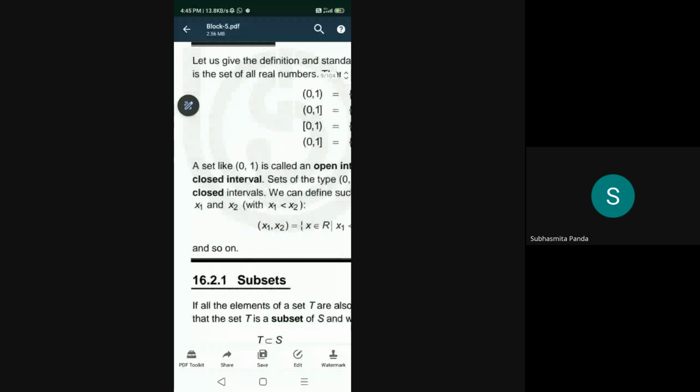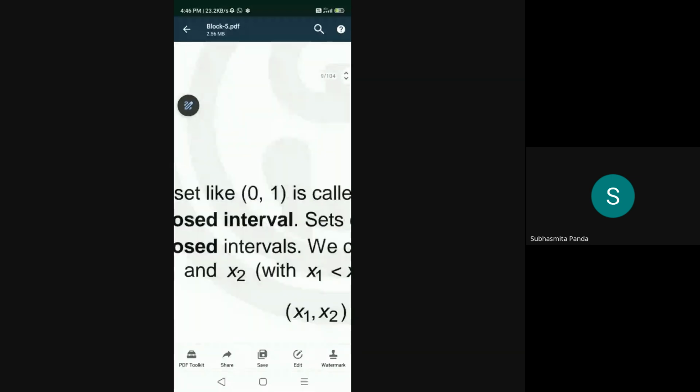So there are open intervals, semi-open or semi-closed intervals, and closed intervals. In an open interval, on both sides you have round brackets, like this: (0, 1). This is an open interval. Now semi-open: this is [0, 1), where the square bracket represents the closed end and the other is the open end. So this is semi-open.